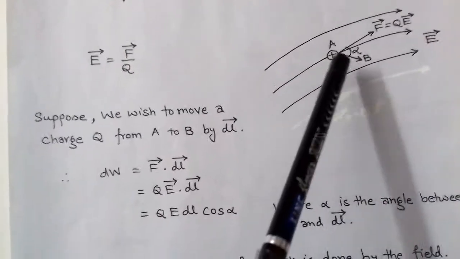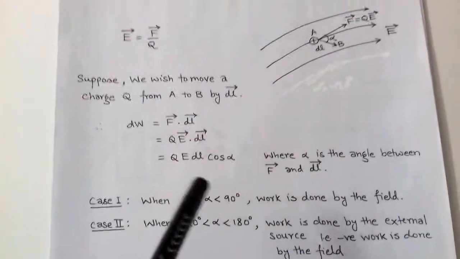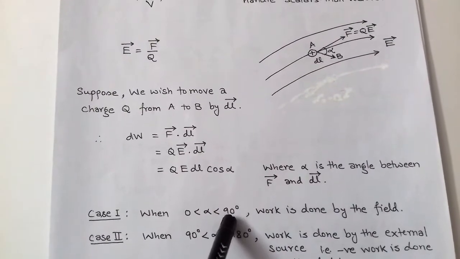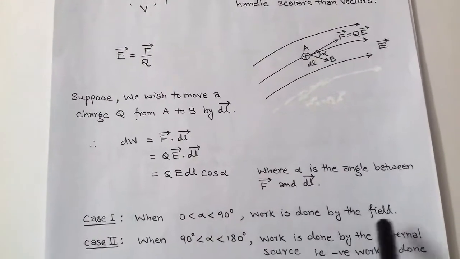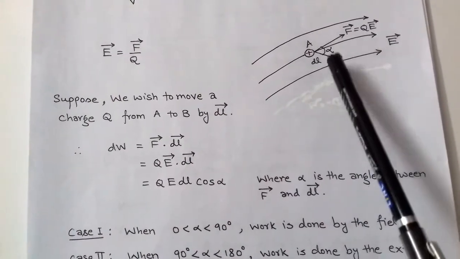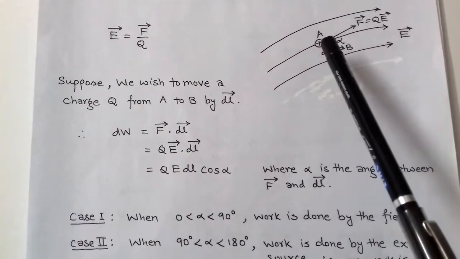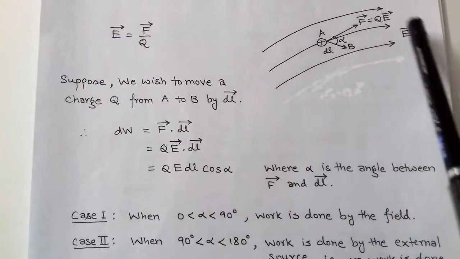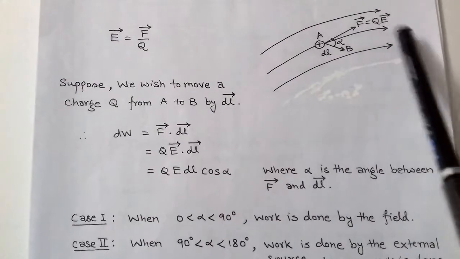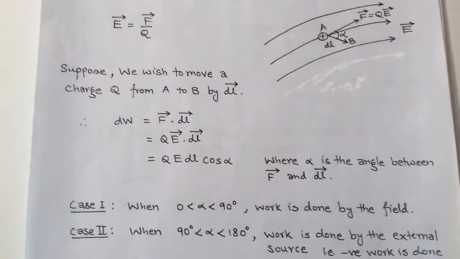Now we focus on this angle alpha. When this angle alpha is greater than 0 degrees but less than 90 degrees, then the work is done by the field. This means that when the angle alpha is less than 90 degrees but greater than 0, the work is done by the field, meaning it is repelled by that source of electric field. So there is a work done that is by the field.